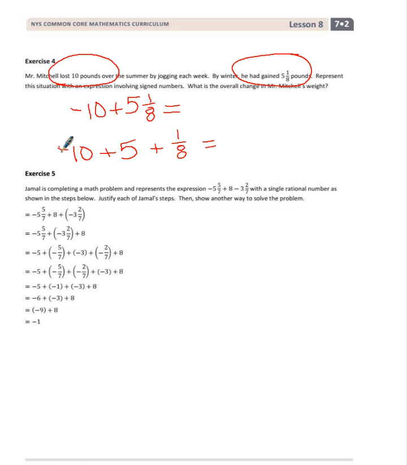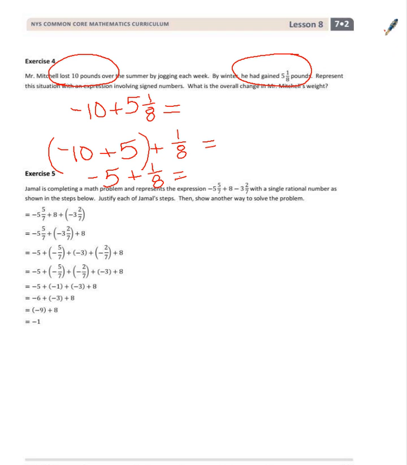Okay? And we can put this together right here. What is negative 10 and 5? Well, signs are different, so we subtract. Take the sign of the larger, so we have a negative 5. So now I have negative 5 and a positive 1/8. Negative 5 and positive 1/8 has to be less than negative 5, or actually greater than negative 5.